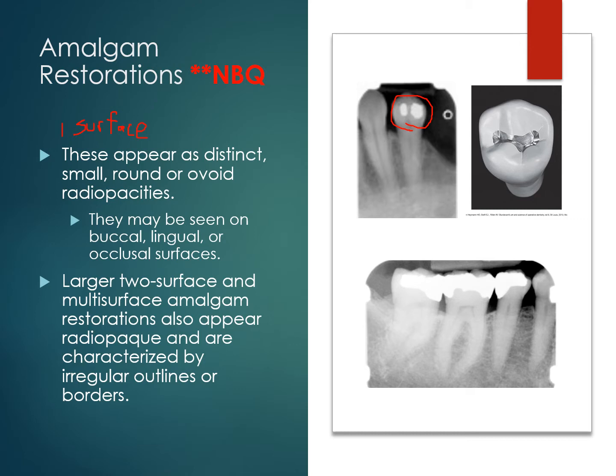On a larger two-surface or a multi-surface amalgam filling, they're going to appear radiopaque, just like always, this super bright white, and they are characterized by irregular outlines or borders. So you can see this very wonky shape here at the bottom. That tells us that this is an amalgam filling. It's not a crown, it's an amalgam restoration, amalgam filling, because it is so weird shaped.